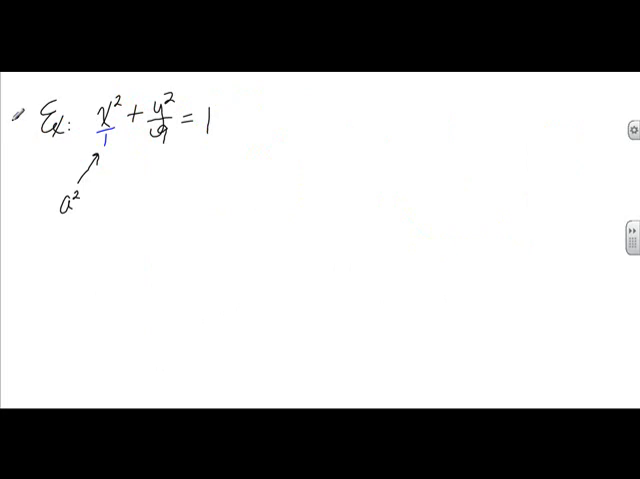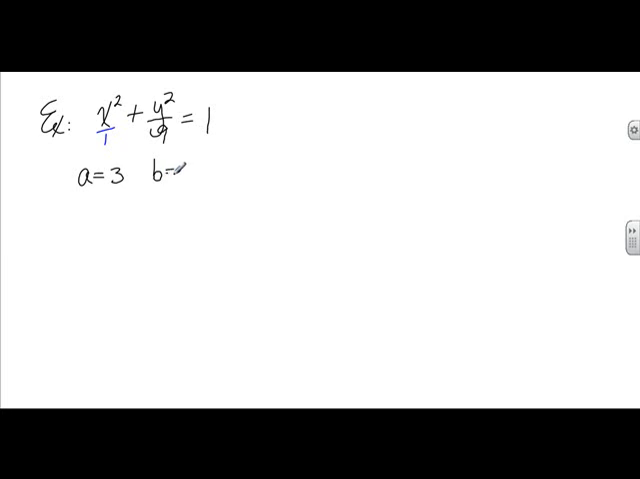So since you're adding terms, it really doesn't matter what order the terms are written in. If you prefer to rewrite that as y squared over 9 plus x squared over 1 equals 1, that's fine. It's certainly okay to leave it the way it is and just understand that the value of a is going to be 3. It's the square root of 9. The value of b then is 1.